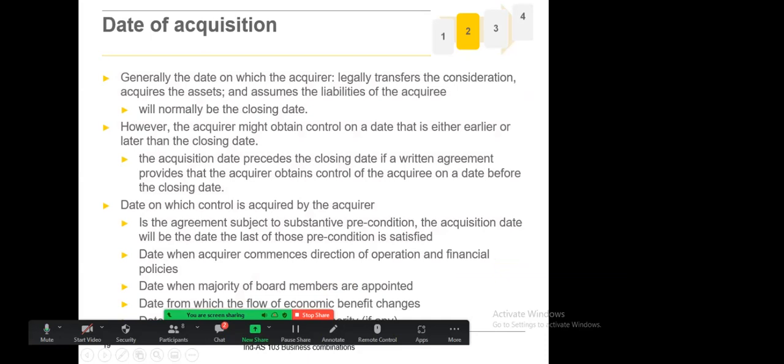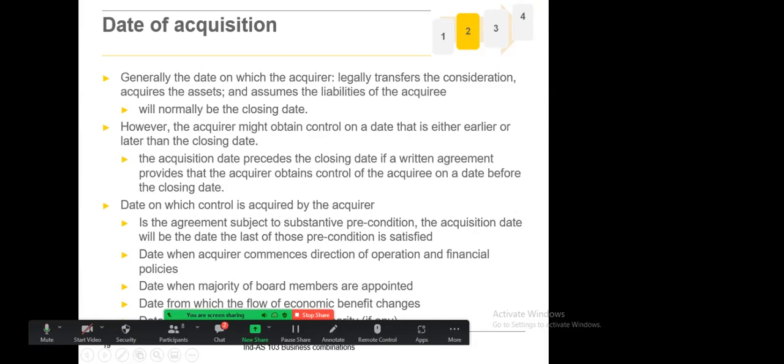However, the acquirer might obtain control on a date that is either earlier or later than the closing date. The acquisition date precedes the closing date if a written agreement provides that the acquirer obtains control of the acquiree on a date before the closing date. If the agreement is subject to a substantive precondition, the acquisition date will be the date the last of those preconditions is satisfied.